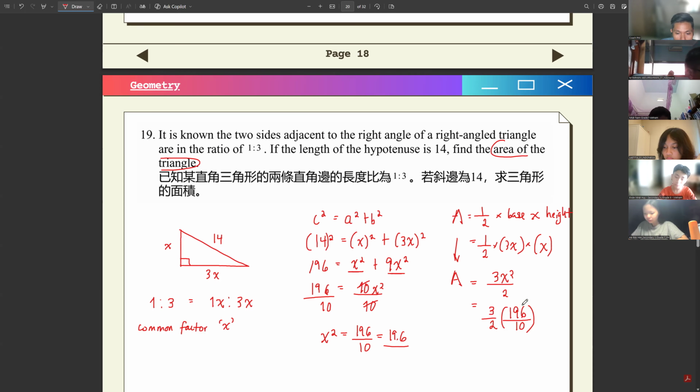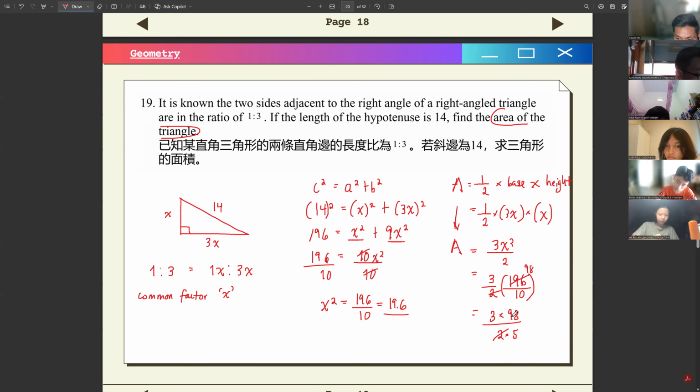We can factor this out, right? 196 over 2. This is what? 98. Is that right? So 3 times 98. But then your 10 is also just 2 times 5. So we can cancel out, simplify further. This is 49, I think. So 3 times 49 over 5. That's equal to 147 over 5. So this is your answer. But you can also write it in terms of decimal, 29.4.